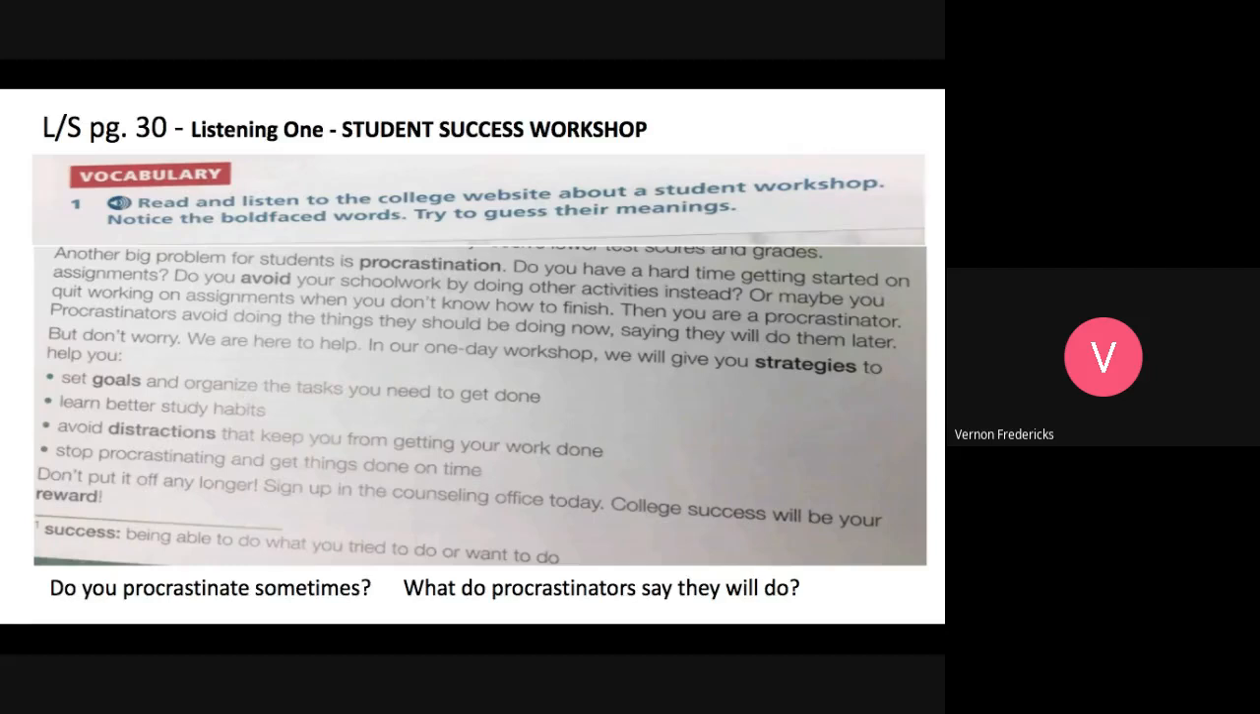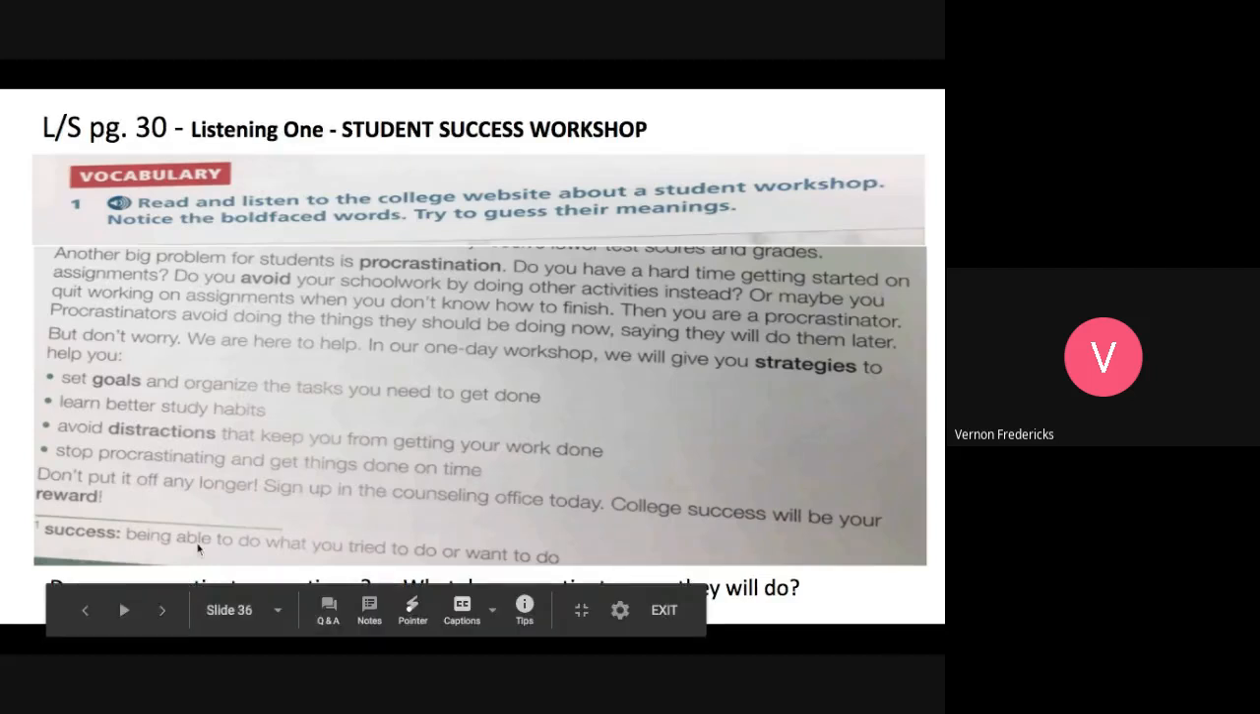Don't put it off any longer. Sign up in the counseling office today. College success will be your reward. Okay. So don't multitask, don't procrastinate. What are the strategies that we can follow to be successful?